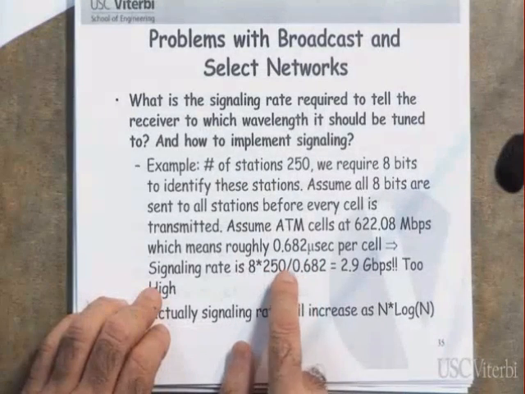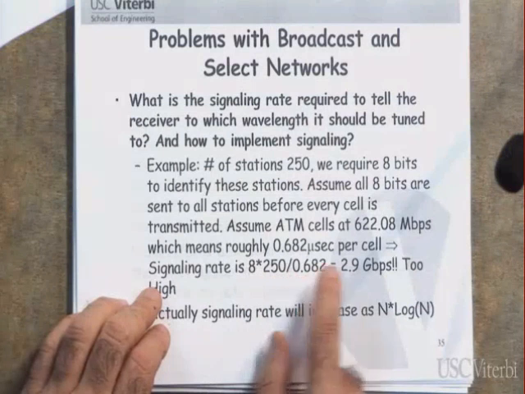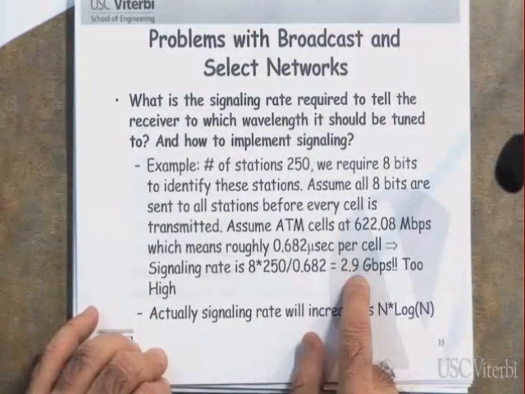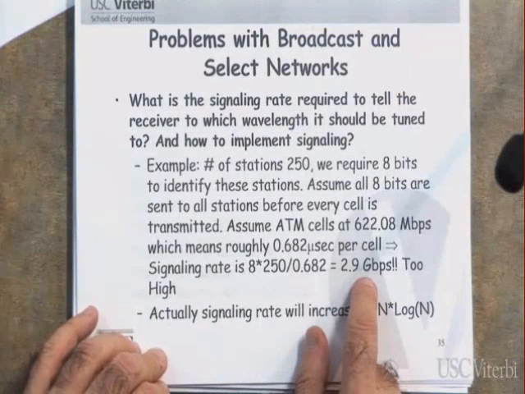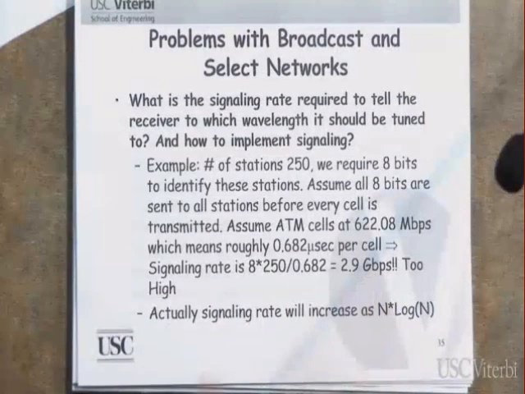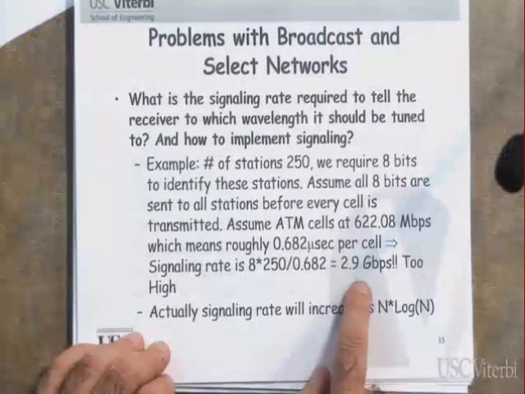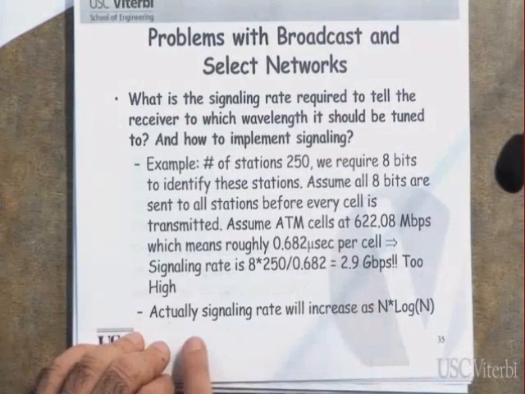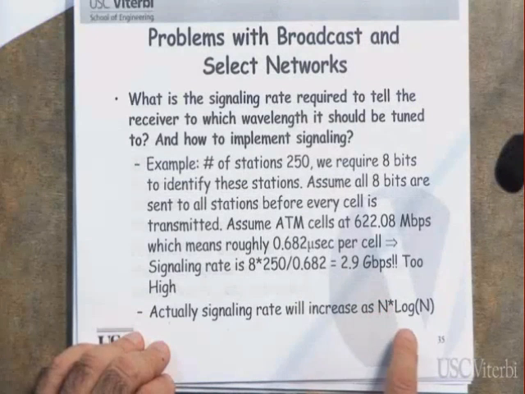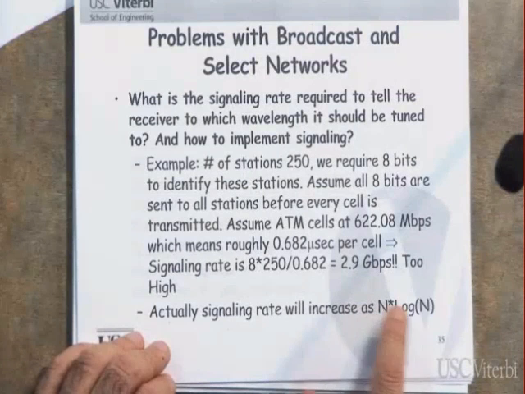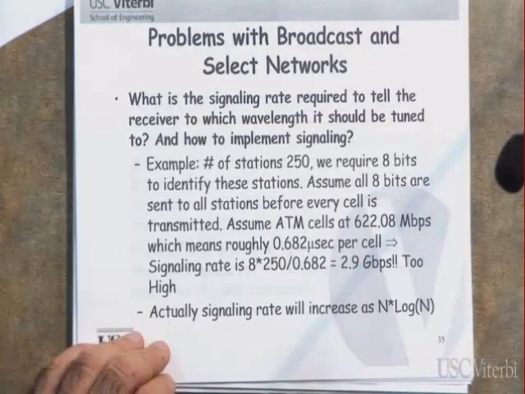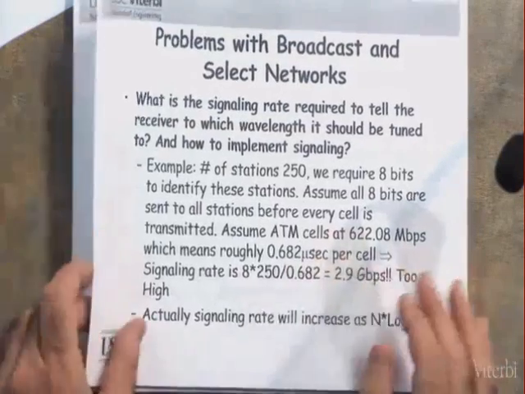So it's 8 times 250 divided by 0.682. We end up with 2.9 gigabits per second. Only the signaling, which is not part of the information. Now, actually, the signal rate will increase in proportion to N log N. What is the N? N is the number of stations. And log N is the number of bits needed to represent each station. Clear? Okay, so we do have a problem with this.